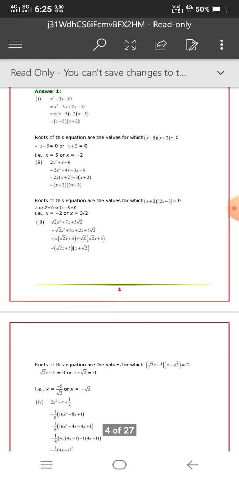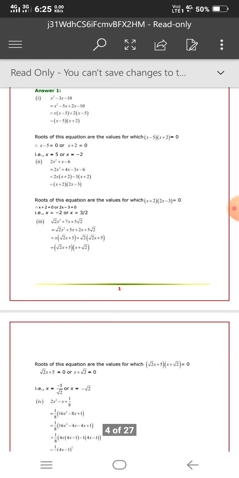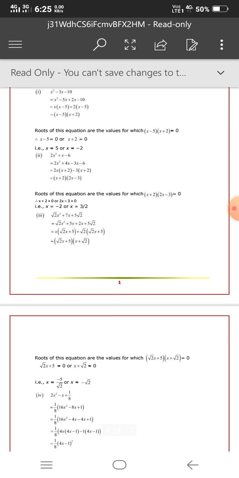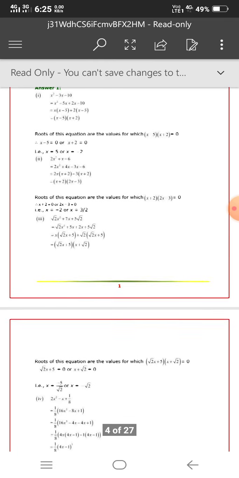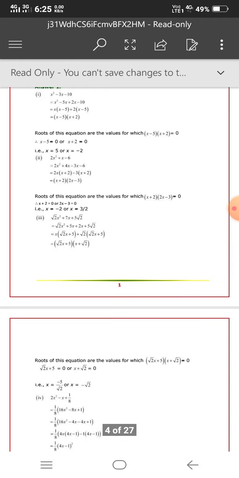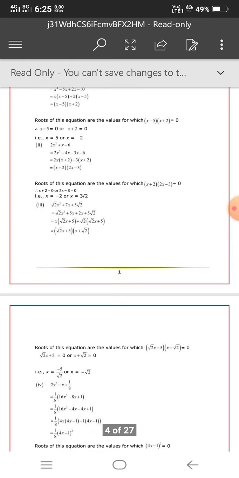Now the second part, 2x square plus x minus 6. Factorize it. Firstly you have to do 6 into 2, this is equal to minus 12, that is a into c. So minus 12 you have to factorize such that its difference or sum is the coefficient of x. So this will be 4 into minus 3, this is equal to minus 12, and 4 minus 3 is equal to 1. So in place of x you can write 4x minus 3x. After then you have to take the common, and you get the factorization x plus 2, 2x minus 3.